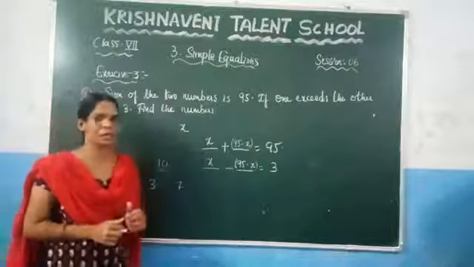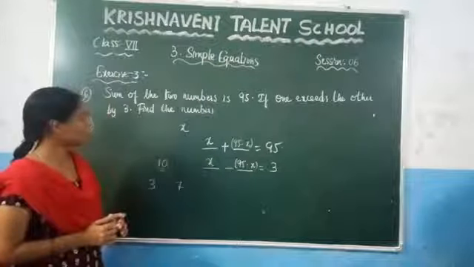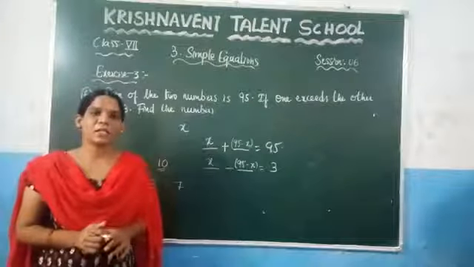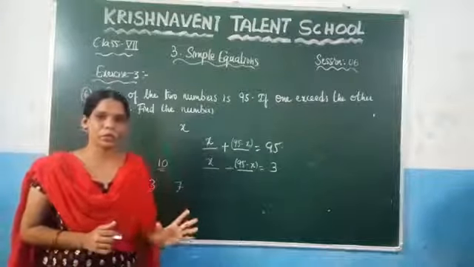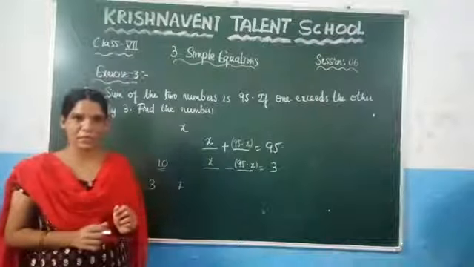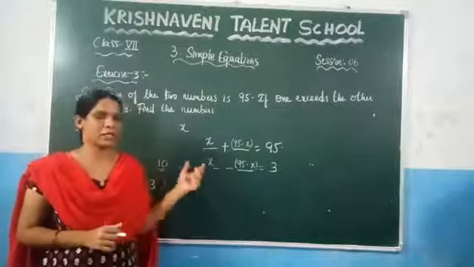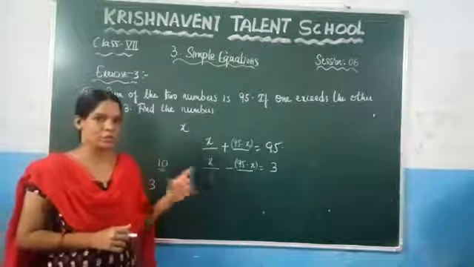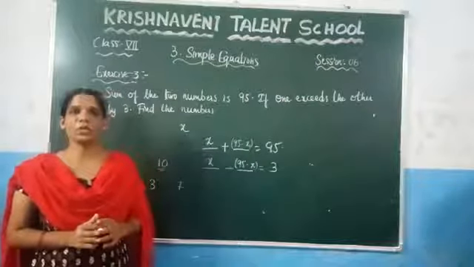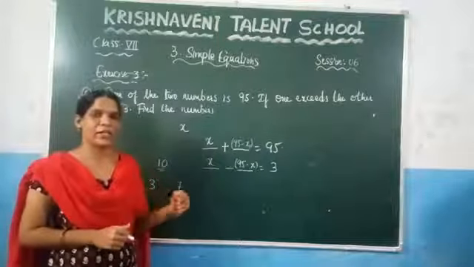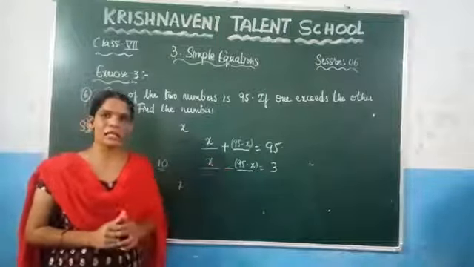Again I am saying, what the question says here: the sum of the two numbers is 95. That means if you take two numbers and add them, you have to get the answer as 95. And similarly, if one exceeds the other by 3, that means if you subtract those two numbers, you have to get the answer as 3. Now you need to find what those numbers are. After adding, you are getting 95, and after subtracting, you are getting the answer as 3.